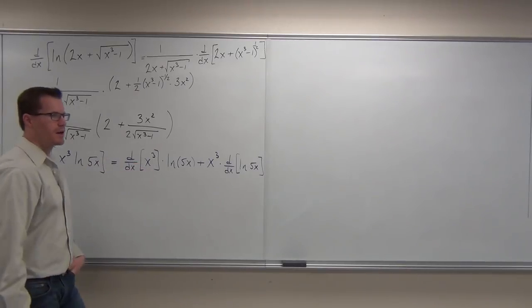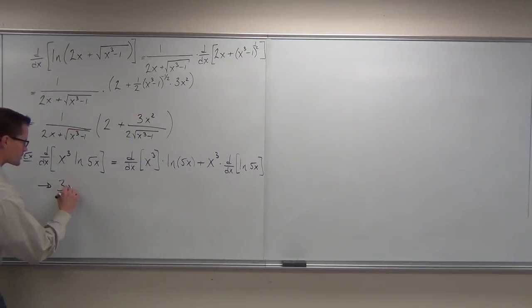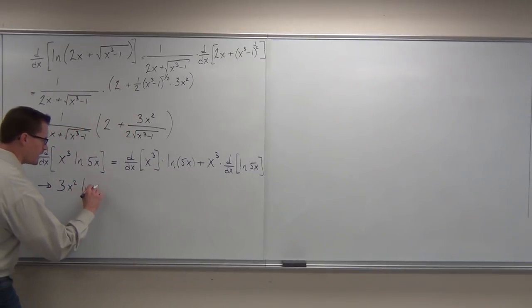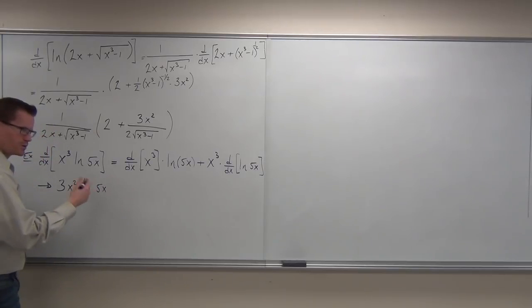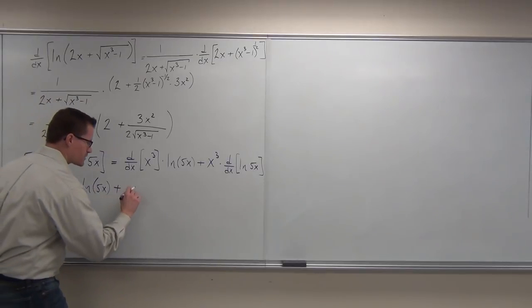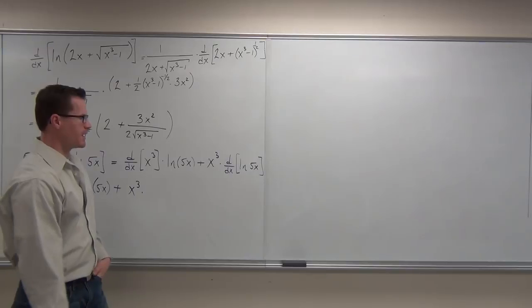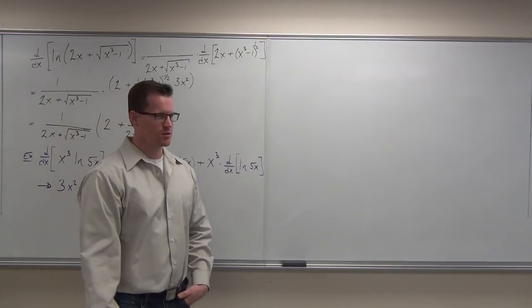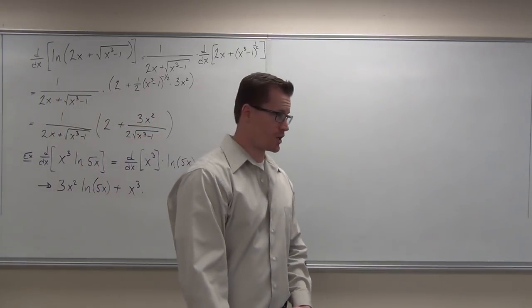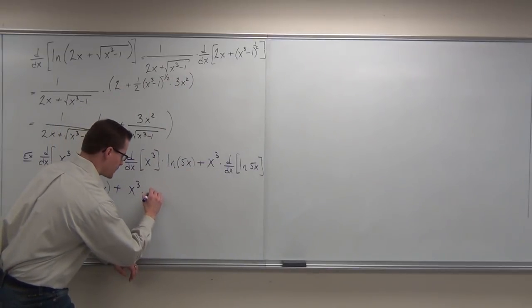You let me know. X cubed, what's the derivative of x cubed? 3x squared. Sure. So 3x squared, you'll notice we leave ln 5x alone. We don't do anything with that. Then we have this add. We have x cubed times, how about the derivative of ln 5x? What do we have to use there? It is the chain rule. So chain rule here says, what? Perfect.